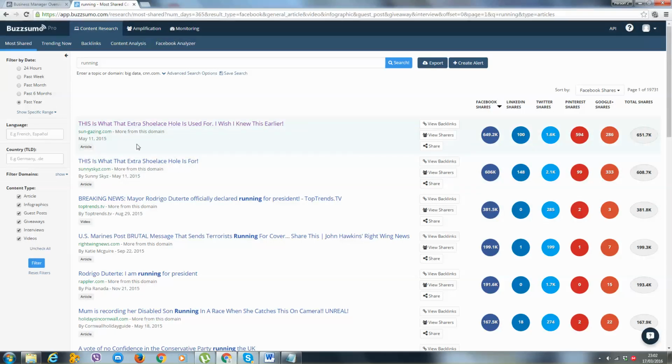What would your age be around this? Well, this is quite cool because it's the extra shoelace hole. This can actually be targeted to anyone because everyone wears shoes with holes. You can target up to probably 45-year-olds on this one. It's an interesting article. Give it a shot, check it out.